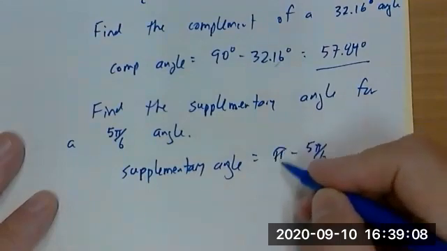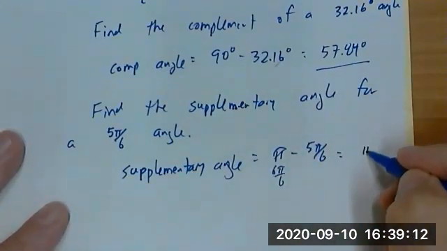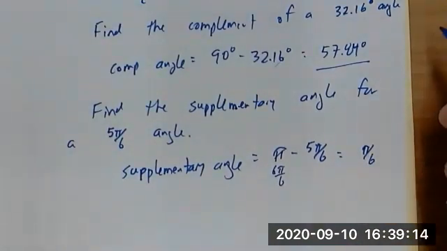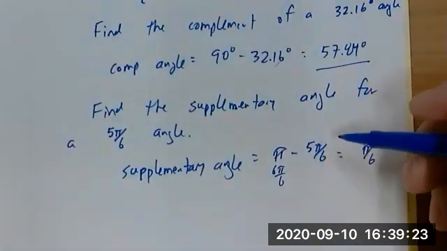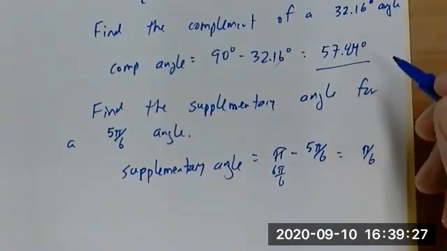Well, pi, I can rewrite as 6 pi over 6. So the supplementary angle is going to be pi over 6, right? Because pi over 6 plus 5 pi over 6 equals pi, which is what a supplementary angle is.